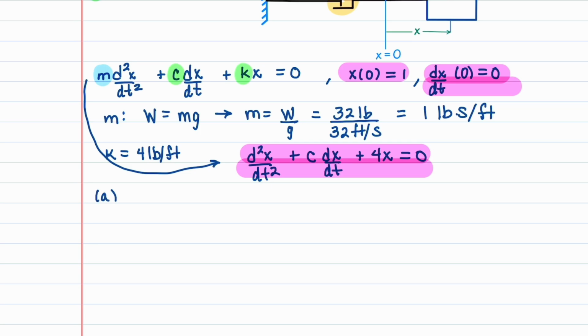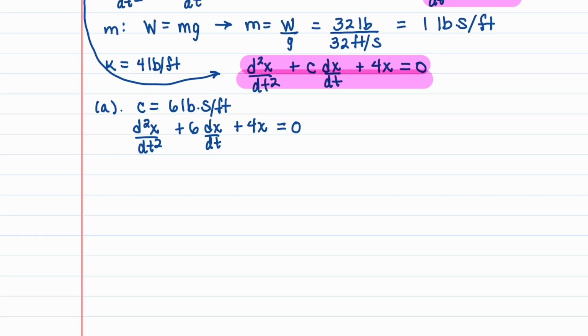Let's start with part A. For part A, c is going to be 6 pounds times second divided by feet. Let's go ahead and put that into our differential equation. This gives us d squared x dt squared plus 6 dx dt plus 4x is equal to 0. And then I'm also going to go ahead and put our initial conditions here. x of 0 is 1, and dx dt at 0 is 0.